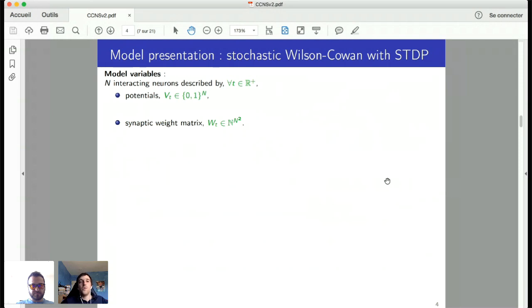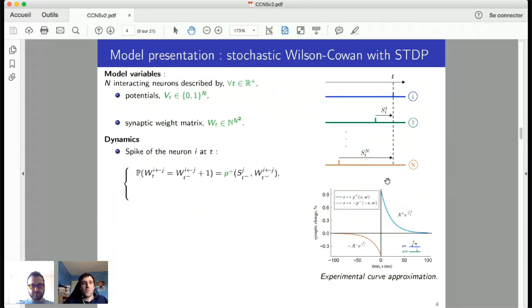So I will present the model, which is the stochastic Wilson-Cowan model in which we implemented STDP. It's a model with n interacting neurons described by their potential, which are binary, and the synaptic weight matrix, which we will suppose will take integer values.